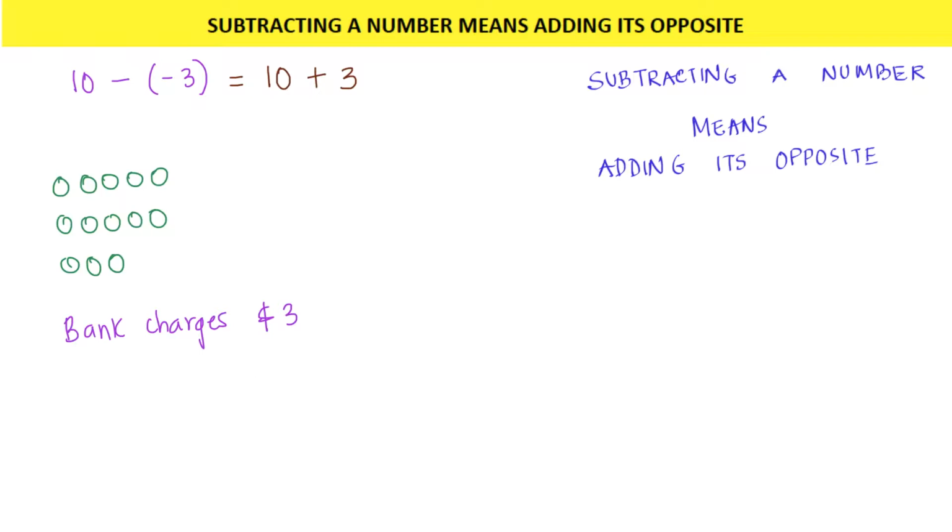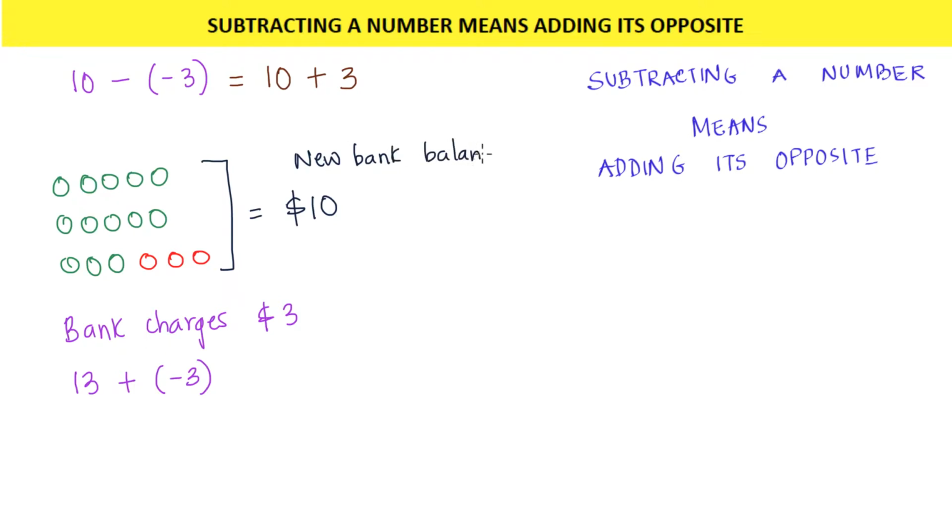Because they are charging you $3, now there is a negative transaction. You had $13, but now there is a negative transaction of $3. So now your new bank balance is $10. That's your new bank balance. That's the $10 in this problem.